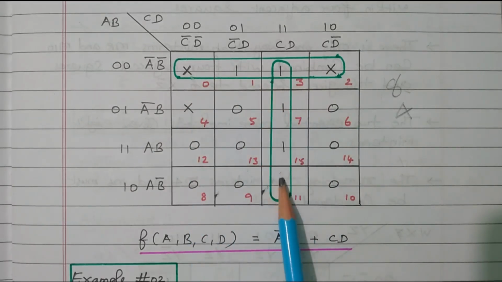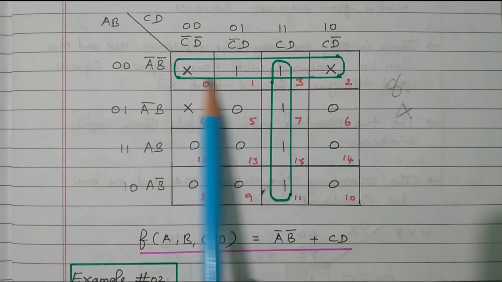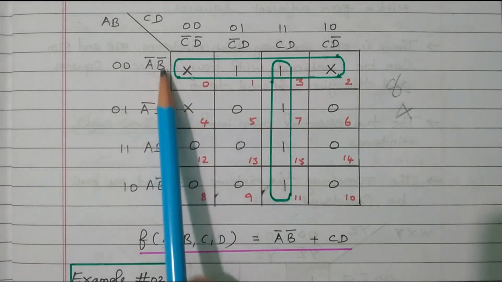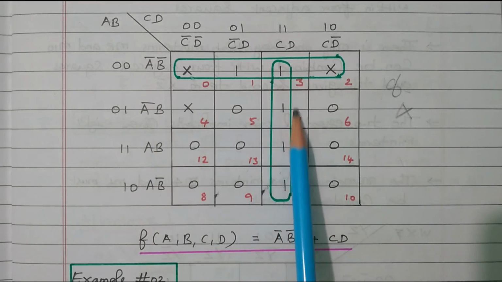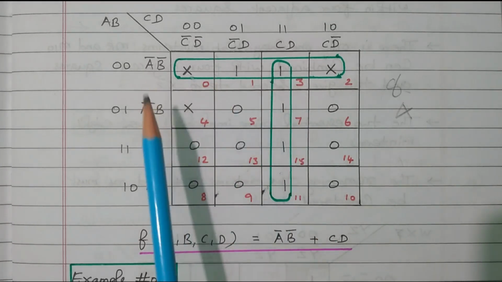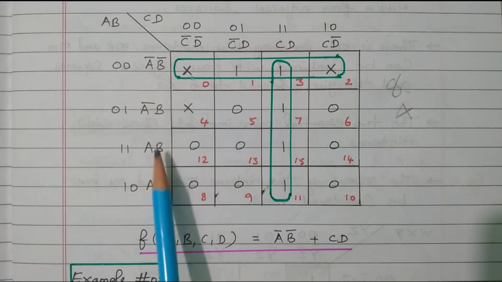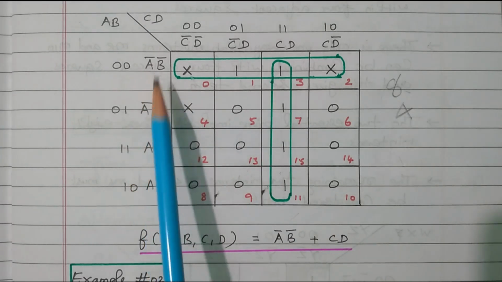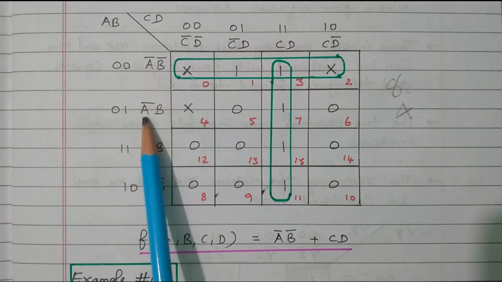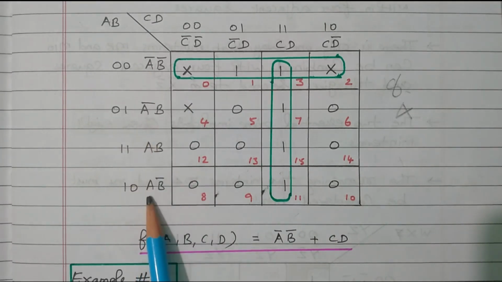Now we need to find the expression for the grouping of these four ones. While grouping these four ones, we have to refer to the corresponding rows: first row, second row, third row, and fourth row. All the rows have ones available. In the first row, what do we have? A bar, B bar. In the third row, A, B. So A bar is cancelled by A, B bar is cancelled by B. Similarly, in the second row, A bar, B is there; in the fourth row, A, B bar is there. So A bar and A cancel, B and B bar cancel. All the terms get cancelled.